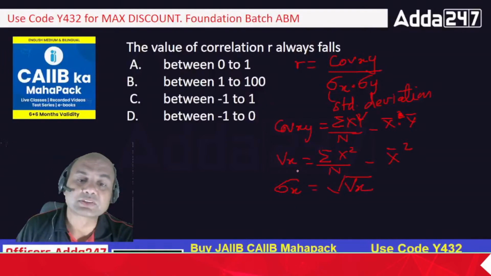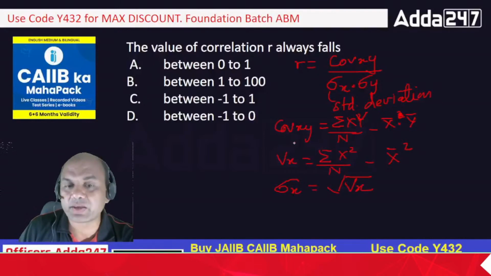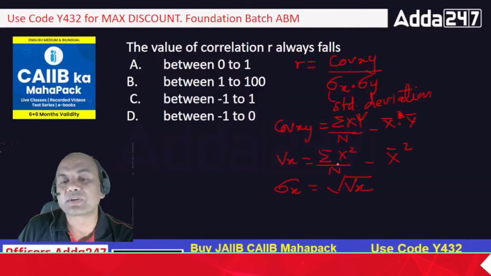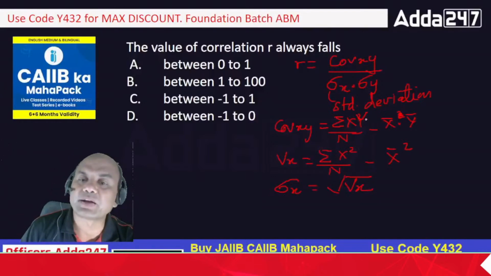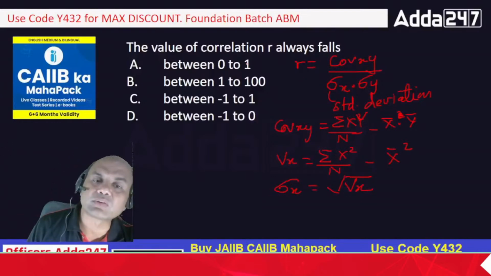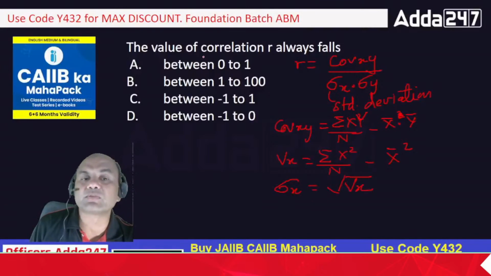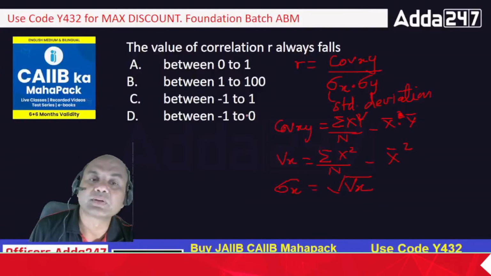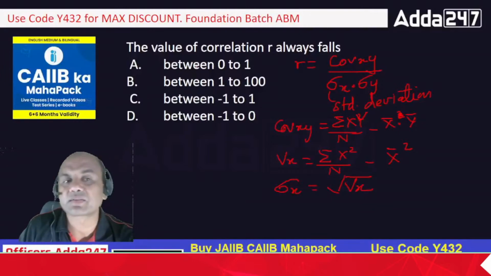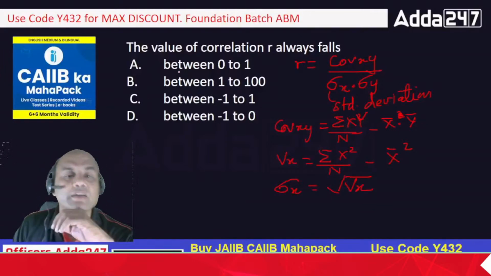Okay, so sigma x you find, similarly you will find sigma y, variance of y, summation y square upon n minus y bar square, and then sigma y, and then multiply it, you will find this r. This r should always lie between what? This r will always lie between 0 to 1, 1 to 100, minus 1 to 1, and 1 to 0, minus 1 to 0. So what is the answer over here?